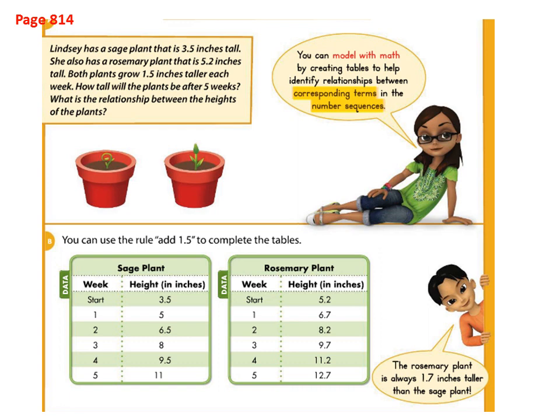Page 814. Read this example. This example says, Lindsay has a sage plant that is 3.5 inches tall. She also has a rosemary plant that is 5.2 inches tall. Both plants grow 1.5 inches taller each week. How tall will the plants be after 5 weeks? What is the relation between the heights of the plants?